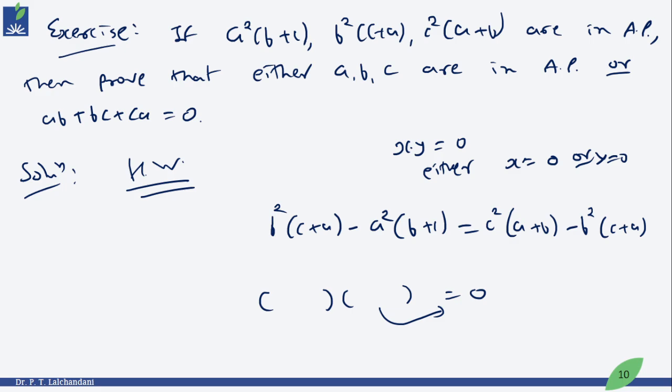So if x into y equal to 0, then either this bracket equal to 0 or that bracket equal to 0. After simplifying, say this is x and this is y, and y must be ab plus bc plus ca. So it will directly give you ab plus bc plus ca equal to 0. And simplifying the other bracket, you may get that b minus a is equal to c minus b. So if this happens, then we say that a, b, c are in arithmetic progression. Otherwise, ab plus bc plus ca equal to 0. So this one is an exercise for you.